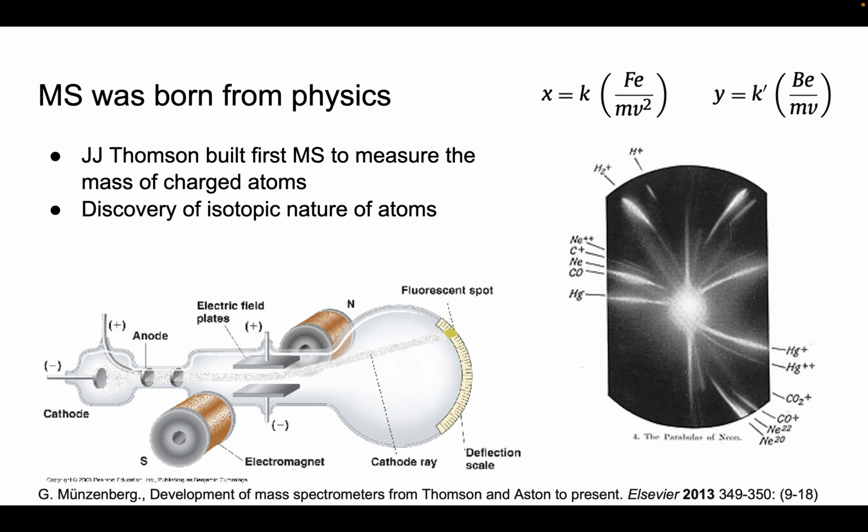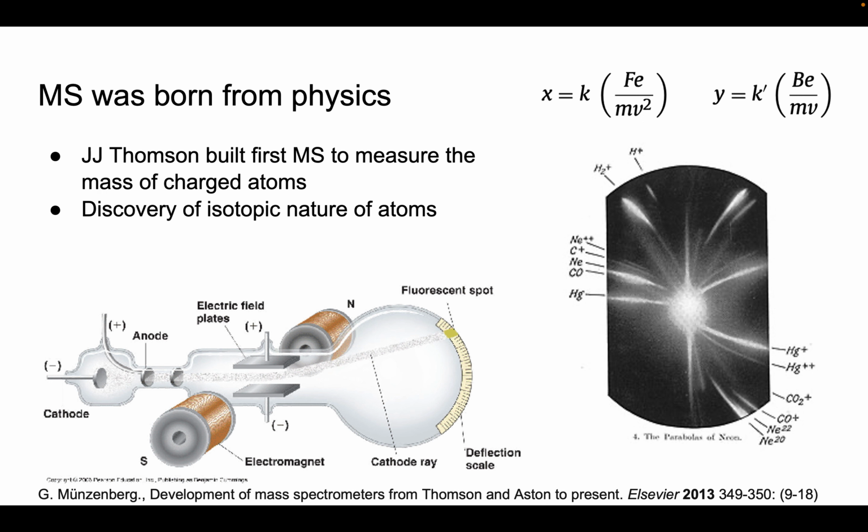J.J. Thomson, who won a Nobel Prize in 1906 for his research on the discharge of electricity through gases, was also one of the first researchers to use mass spec to measure the mass of charged atoms. His work directly led to the discovery of the isotopic nature of atoms. Here on the bottom left is a diagram of the spectrometer Thomson used for these experiments.